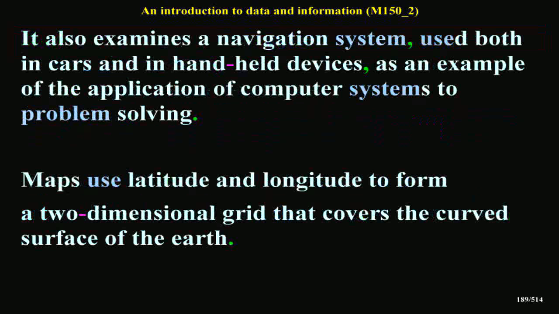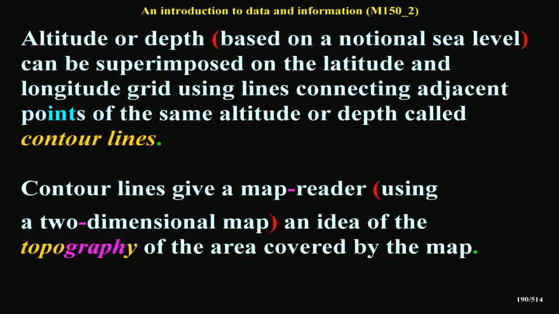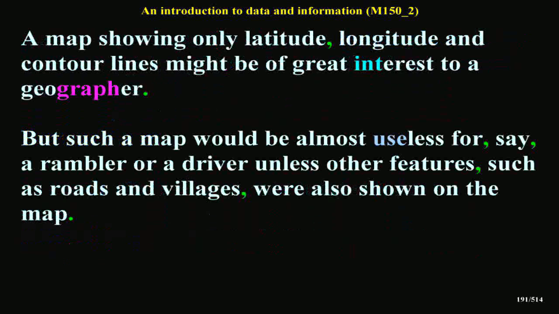Maps use latitude and longitude to form a two-dimensional grid that covers the curved surface of the Earth. Altitude or depth based on a notional sea level can be superimposed on the latitude and longitude grid using lines connecting adjacent points of the same altitude or depth, called contour lines. Contour lines give a map reader using a two-dimensional map an idea of the topography of the area covered by the map. A map showing only latitude, longitude and contour lines might be of great interest to a geographer.